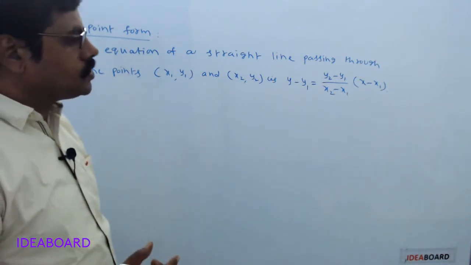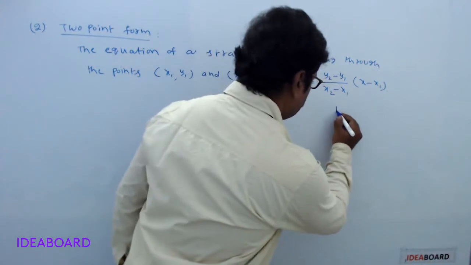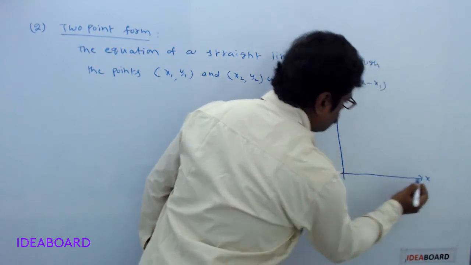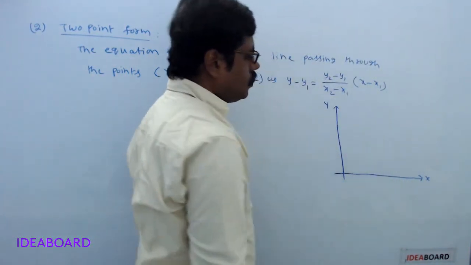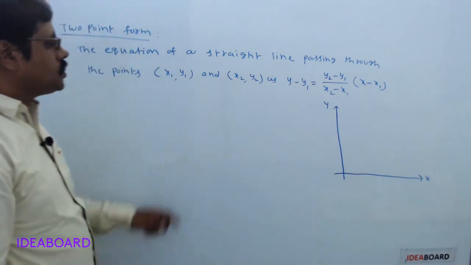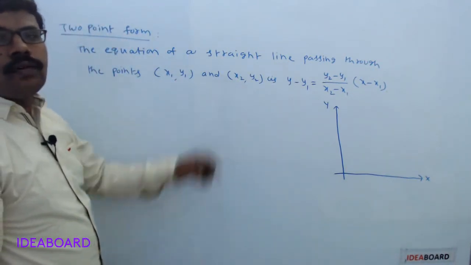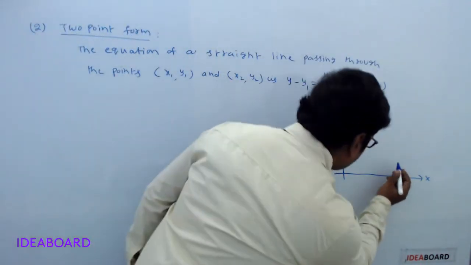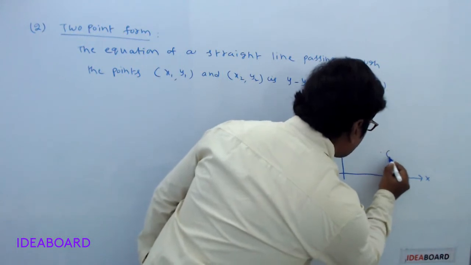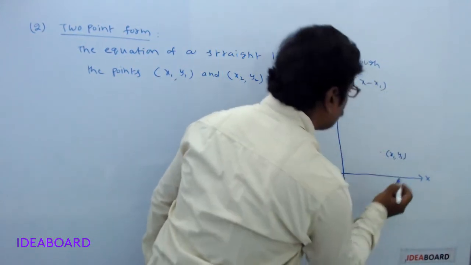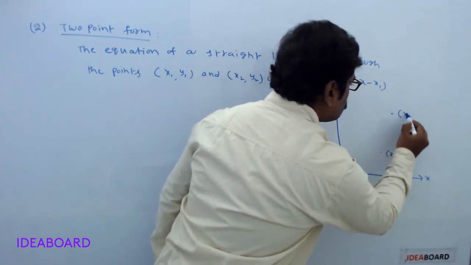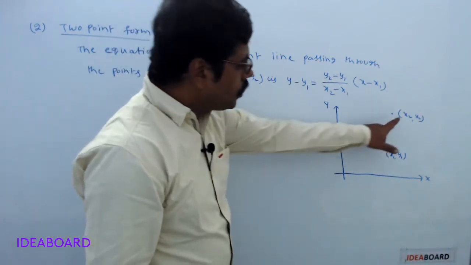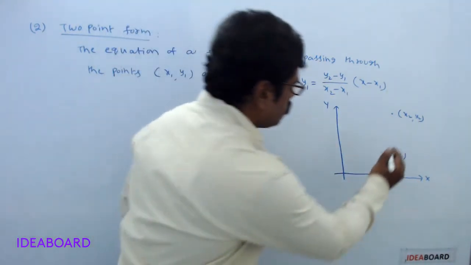First draw the coordinate axis. Suppose this is the x-axis, this is the y-axis. What are the given points? x1, y1 and x2, y2. Now denote these two points in your xy plane. Suppose this is the point x1, y1. This is the point x2, y2. Now draw a line passing through these two points.